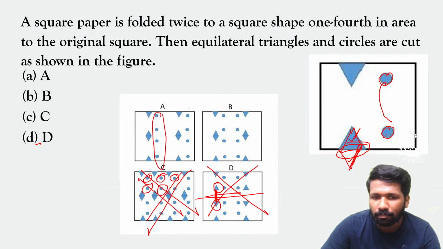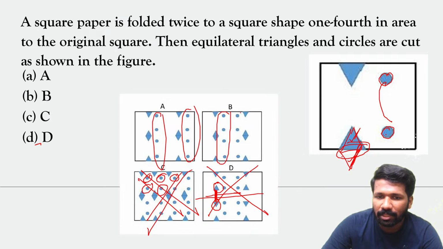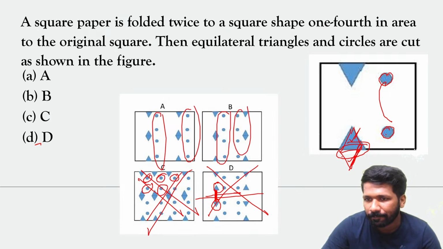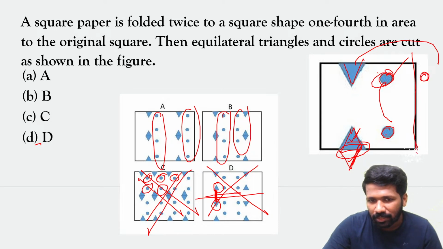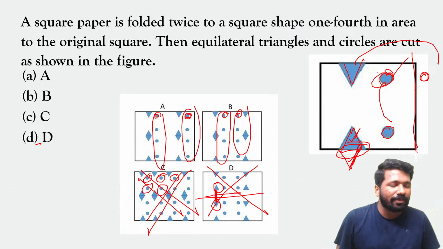Options A and B both are giving 8 circles, but the position of the circle is important. Again, this is the line of symmetry. This triangle, mirror image, this circle, mirror image. This circle is on the right side, so in the mirror image, the circle will be on the left side. That means option B is making sense. But in option A, this is also on the right side. That is not how the mirror image will look, na?